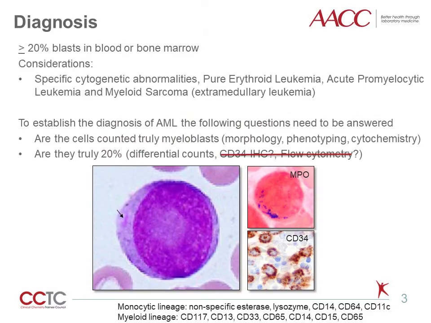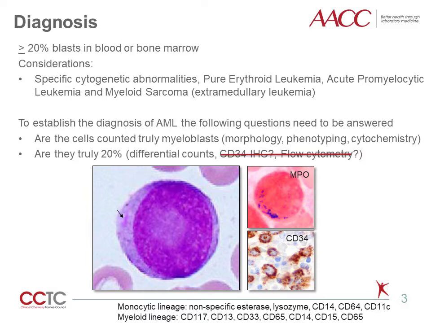The World Health Organization classification of tumors of hematopoietic and lymphoid tissues requires 20% blasts either in the blood or the bone marrow to make a diagnosis of acute myeloid leukemia. Some considerations or exceptions to this rule include, first, certain cytogenetic abnormalities such as translocation 8;21 and inversion 16 do not require a count of 20%, since just the presence of these abnormalities is diagnostic of acute myeloid leukemia.